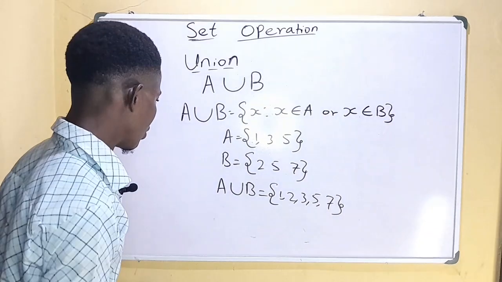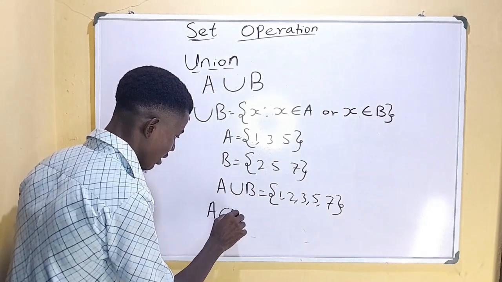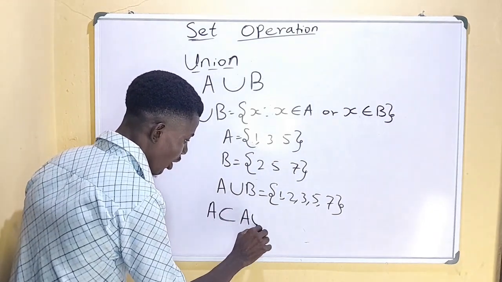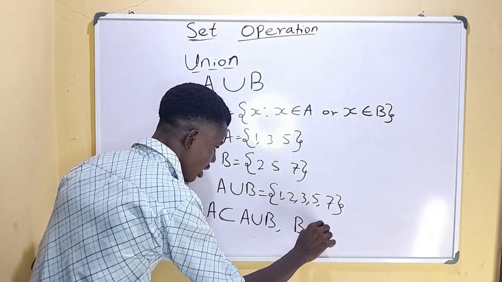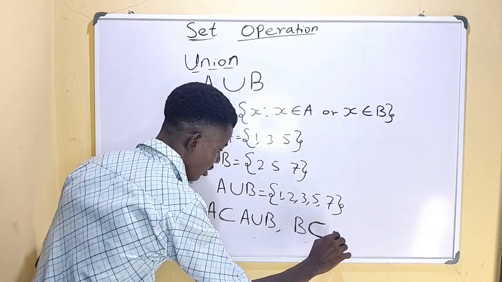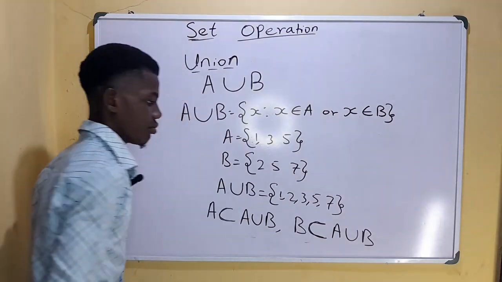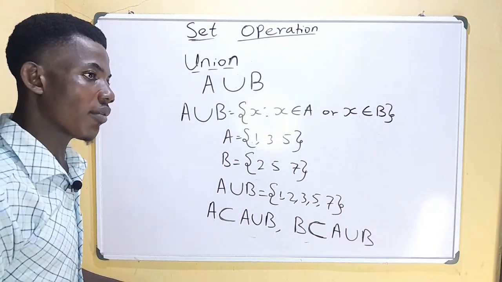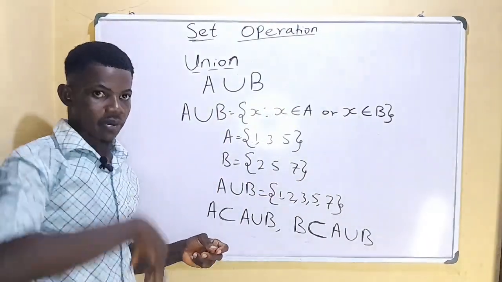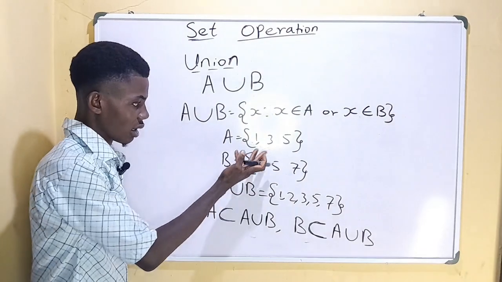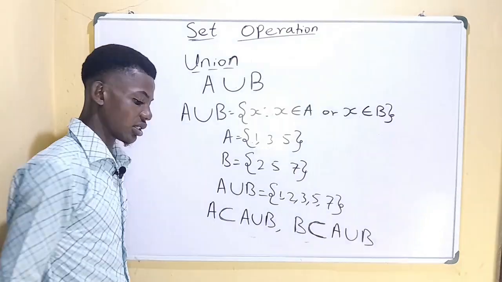Another thing you need to know about union is that A is a subset of A union B. Also, B is a subset of A union B. Whenever we take the union of two sets, each one is a subset of that union. You can see that A is a subset of this and B is a subset of this.